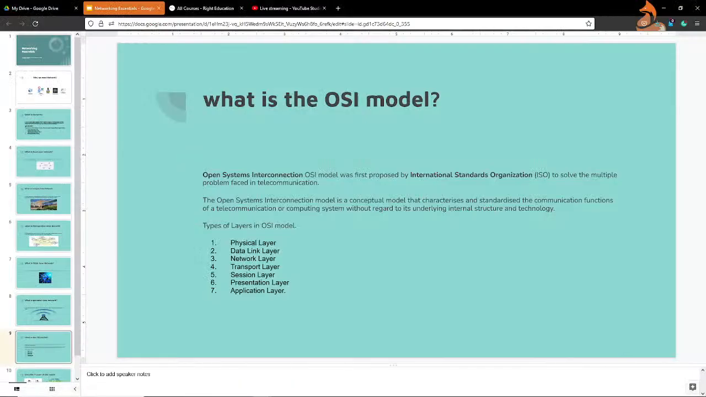Actually, this standard is just like a layer. There are different types of layers. There are 7 types of layer. This is the OSI model layer. There is one more model also, but we will discuss that point when the time comes. So, the types of layers in the OSI model.